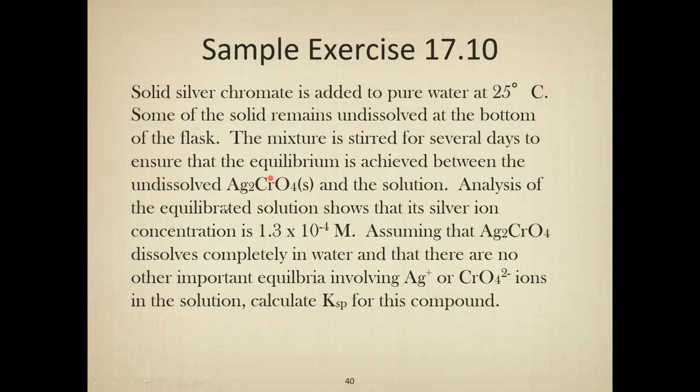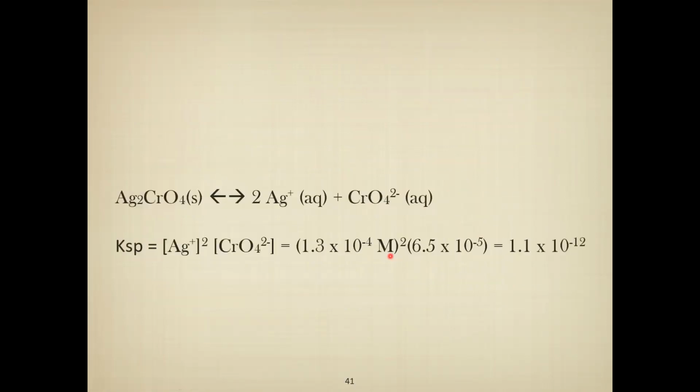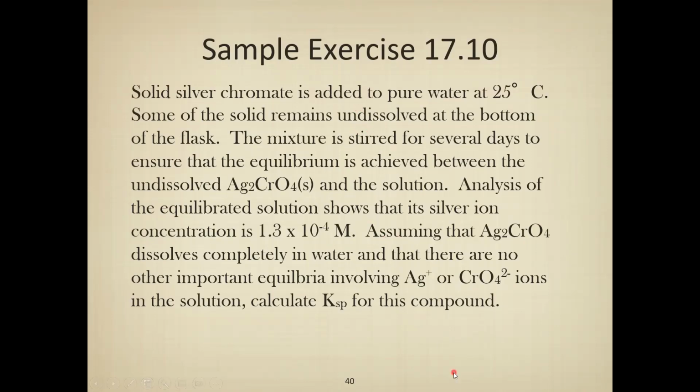So when we think about it, we want to think about what ions are going to be produced from this substance. And we've got them both listed here. But because we're going to get 2 of those silver ions, when we think about the concentration, it's really only going to be half as much for the chromate. So because we get 2 silver ions for every 1 chromate, this concentration for the silver is going to be double what it is for the chromate.